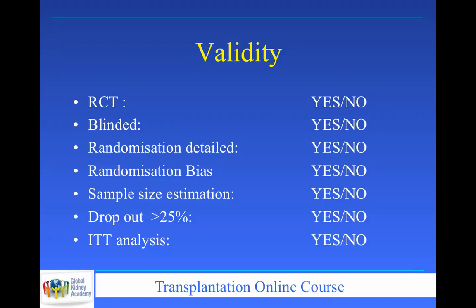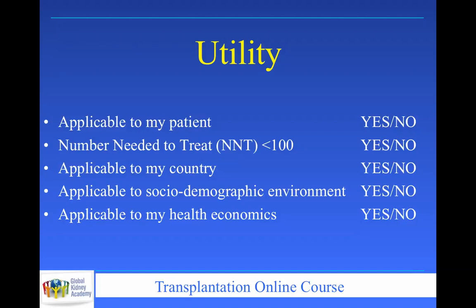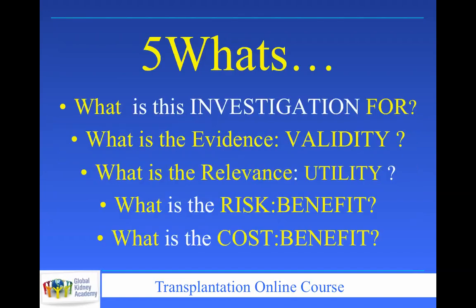Is the dropout excessive? Is analysis intention to treat, which is what includes all the patients who were included in the study, rather than per protocol, which is a poorer way of analyzing the data. Then is it useful? Is it applicable to my patient? Is the number needed to treat small? So if I treat 100, I'll benefit by having 1 patient surviving longer. Or do I have to treat 10,000 before I see 1 benefit? Is it applicable to my environment, to my finances, to my health economics?